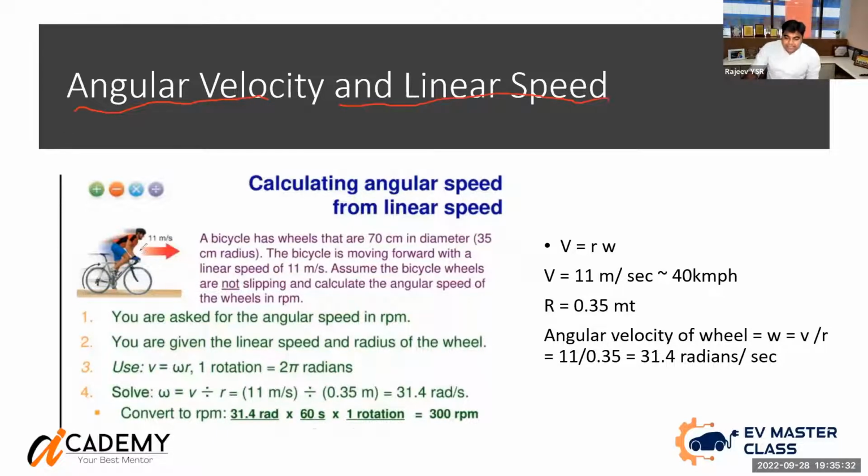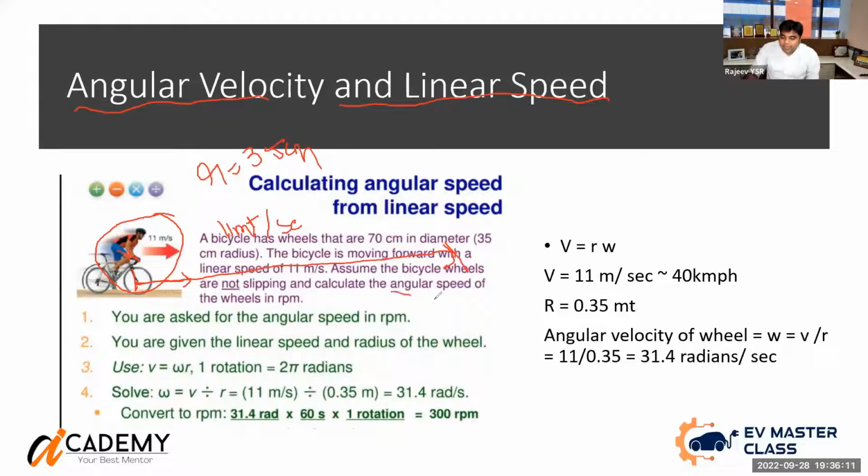Now, a bicycle is moving at 11 meters per second speed. That means in 1 second, how many meters is he covering? 11 meters. So what is his linear speed? 11 meters per second. And the wheel, that means this particular point, is moving at 11 meters per second. Now, the wheel has 70 centimeters diameter. That means roughly 35 centimeters. R is equal to how many? 35 centimeters as a radius. Assume that there is no slipping.